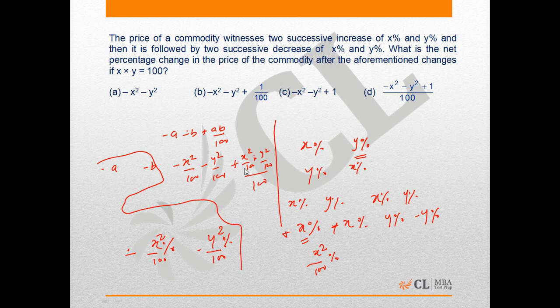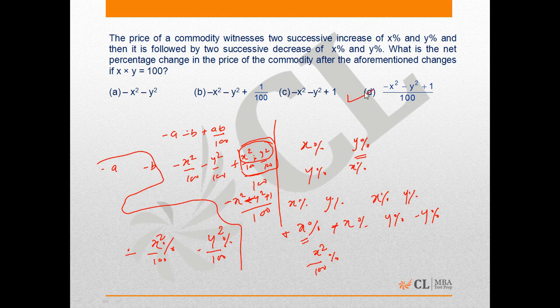It is given that x into y is 100, which means x square into y square will be 10000. From here this whole quantity, that is x square upon 100 into y square upon 100, will be equal to 1. So the effective change in the price of the commodity will be minus x square minus y square plus 1 by 100, which is option B.